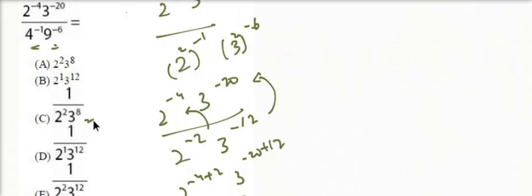power minus 8. So the only option with 3 power minus 8 is option number C, and this is our final answer. If you recall, when powers are negative, it can be written as 1 over, a reciprocal of the terms can be written when the powers are negative.